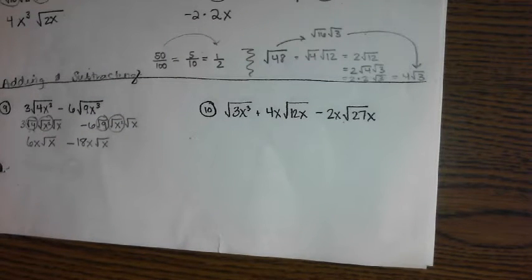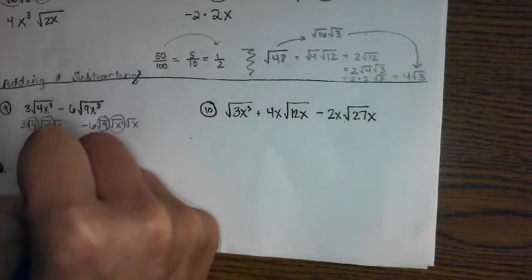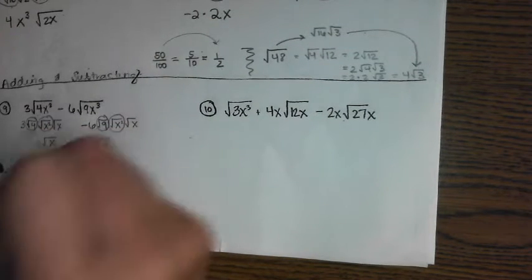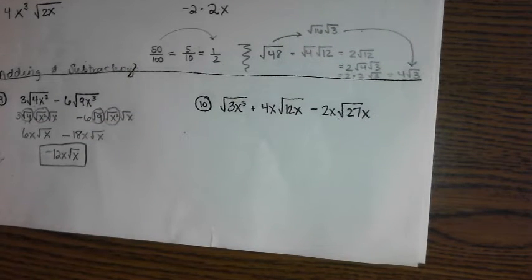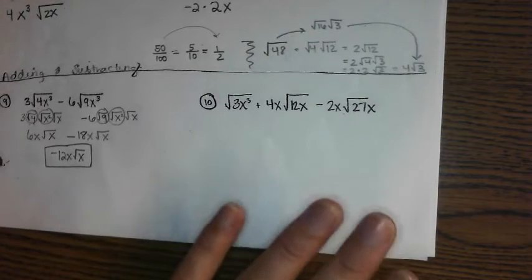So now, are they like radicals? Yes. 6x root x minus 18x root x. These radicals are like radicals, so they're combinable. What's 6x minus 18x? Negative 12x root x, this would be. Your coefficients can actually be combined, and then you have that many root x's. Any questions on that?